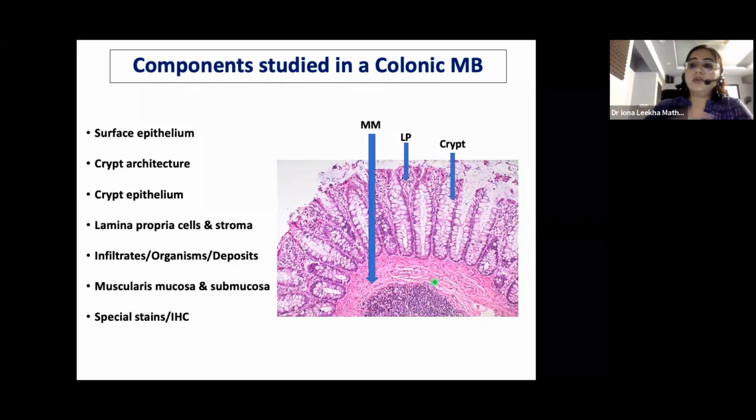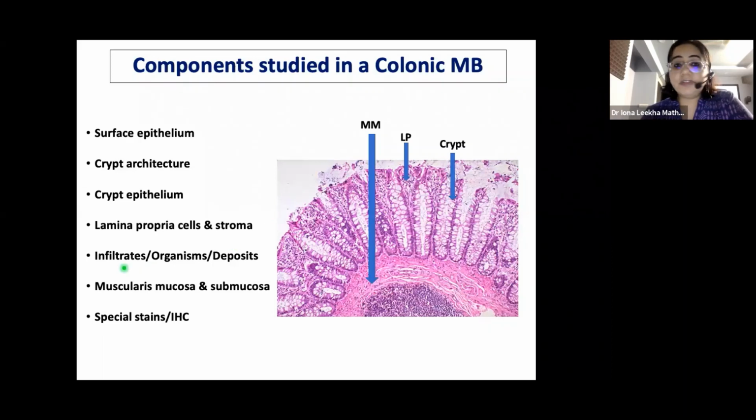So when we see a mucosal biopsy, we see whether the surface epithelium is intact or not, whether the crypt architecture is maintained or distorted, and the status of the crypt epithelium, whether it's infiltrated by neutrophils or any other inflammatory cells. We see the lamina propria cellularity. That means we see whether it's increased, normal, or decreased. If it is increased, whether it's diffuse, patchy, or focal.